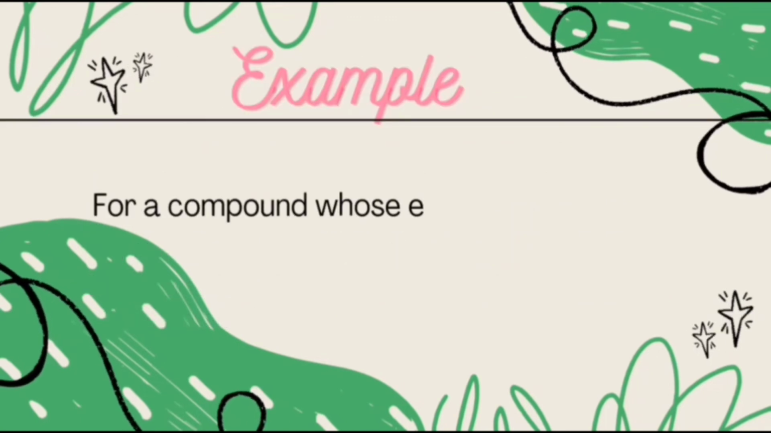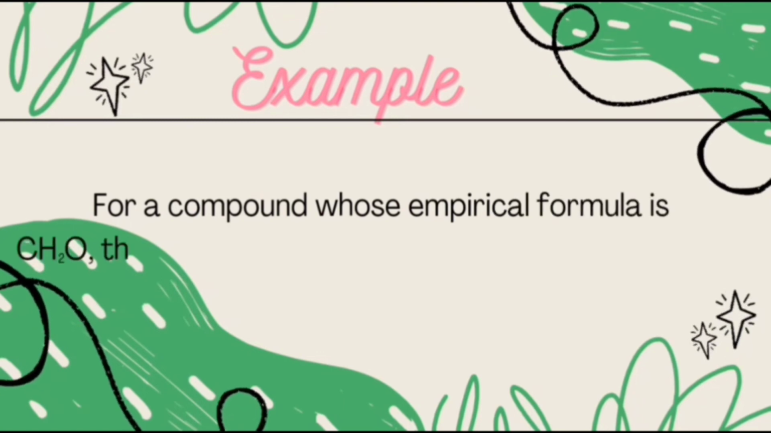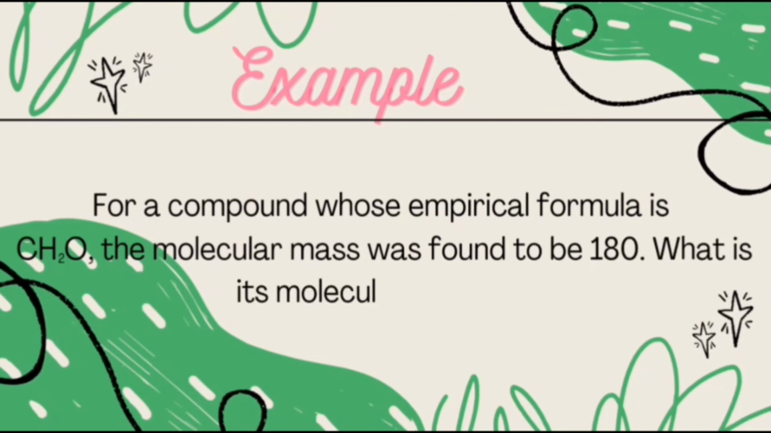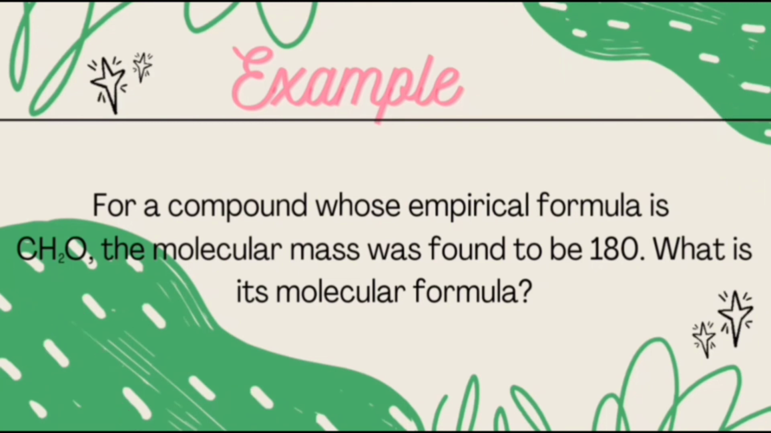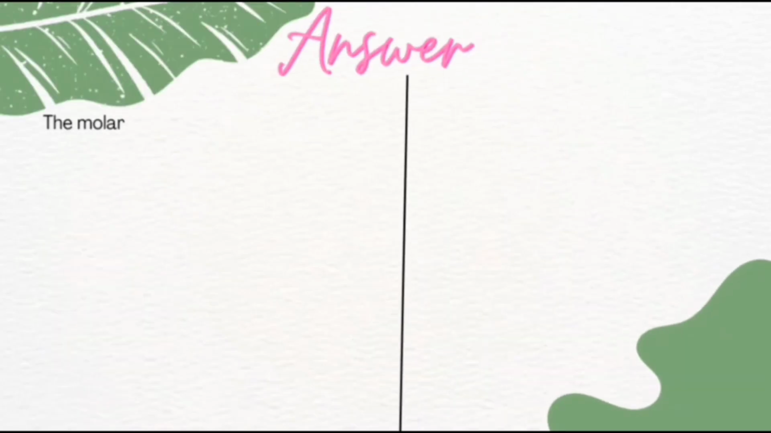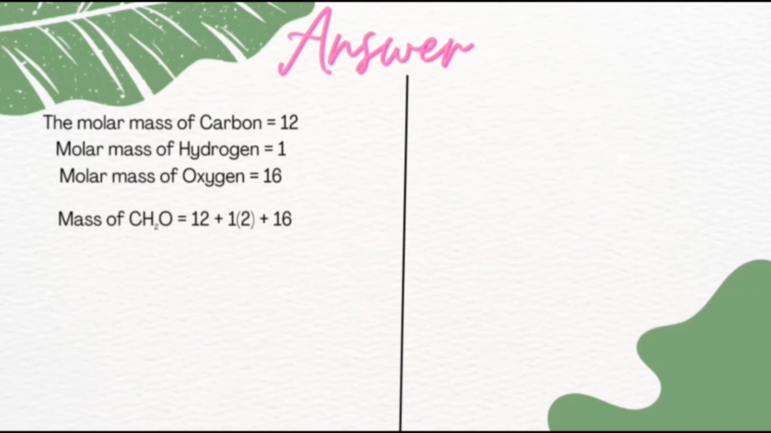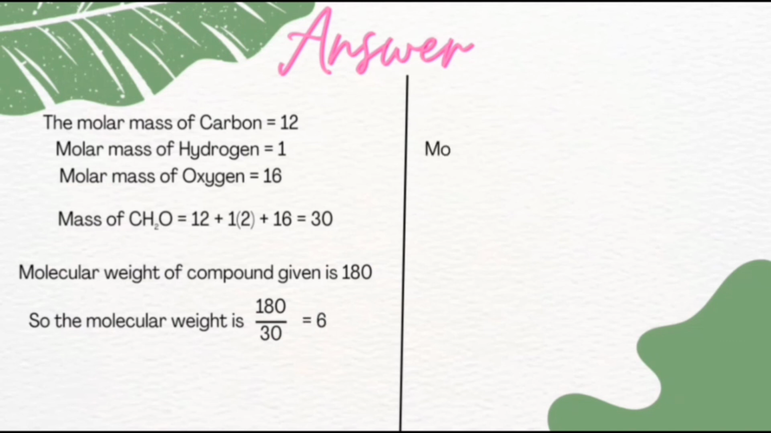For example, for a compound whose empirical formula is CH2O, the molecular mass was found to be 180. What is its molecular formula? The molar mass of carbon is 12, molar mass of hydrogen is 1, and the molar mass of oxygen is 16. Adding all of them, the answer is 30. Molecular weight of the compound given is 180. So the molecular formula of the compound is.